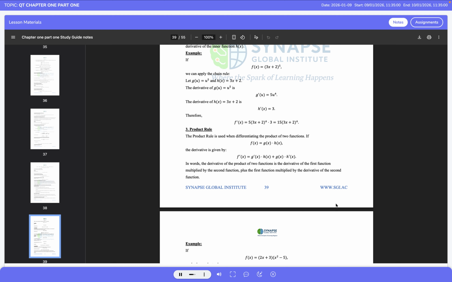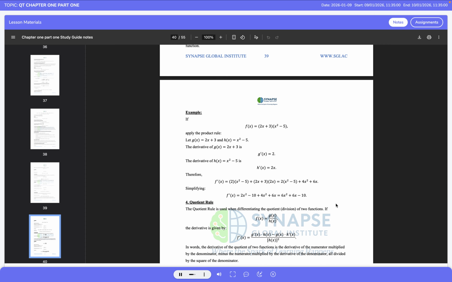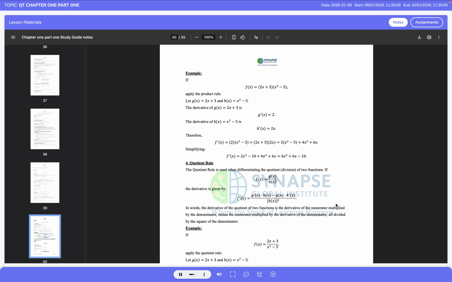For example, if a function is defined as the product of 2x + 3 and x² - 5, we first differentiate 2x + 3 to get 2, and differentiate x² - 5 to get 2x. Applying the product rule gives 2(x² - 5) + (2x + 3)(2x). Simplifying this expression results in 6x² + 6x - 10. This rule is useful in business when revenue, cost, or profit is expressed as the interaction of two changing factors.